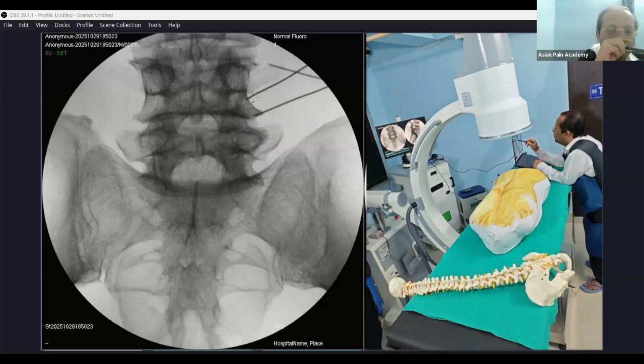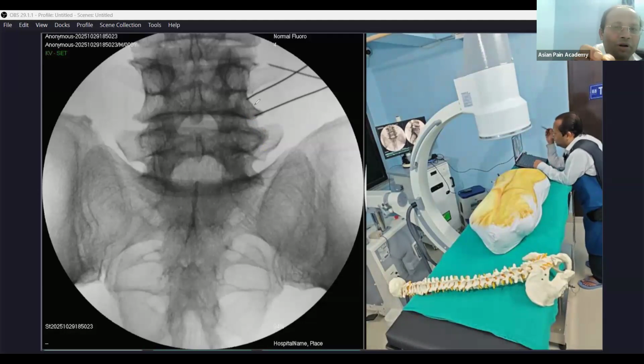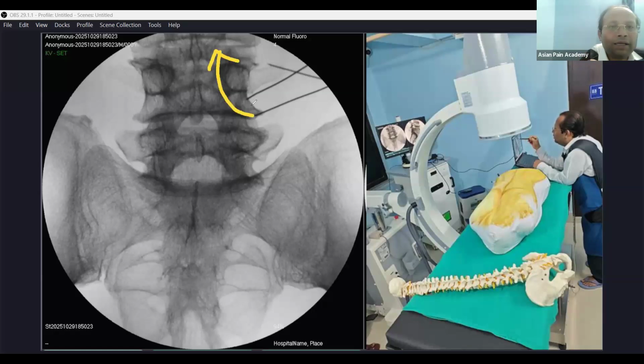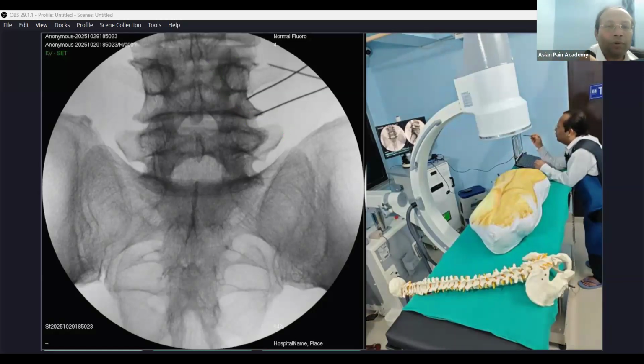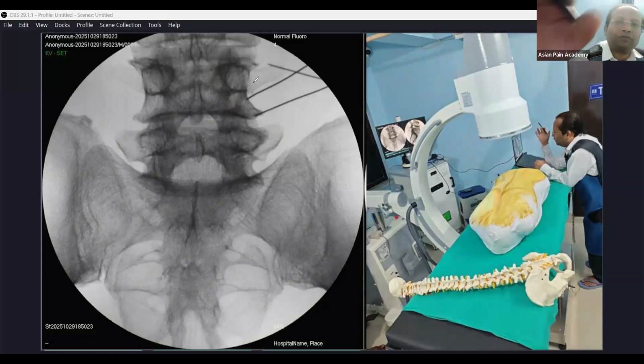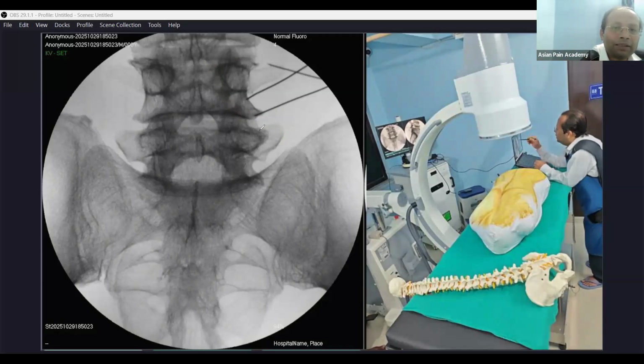Why do we stress that the needle tip should come inside the foramen? Because once you give contrast, the contrast should go like this. But otherwise a lot of contrast may go outside the foramen like this. So your needle tip should come within the foramen, and the margin of the foramen is determined by the lateral margin of the pedicle. So this is the foramen line.